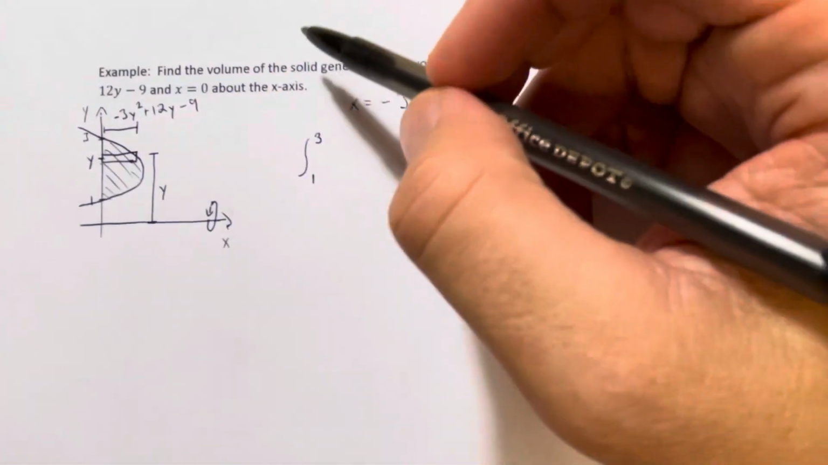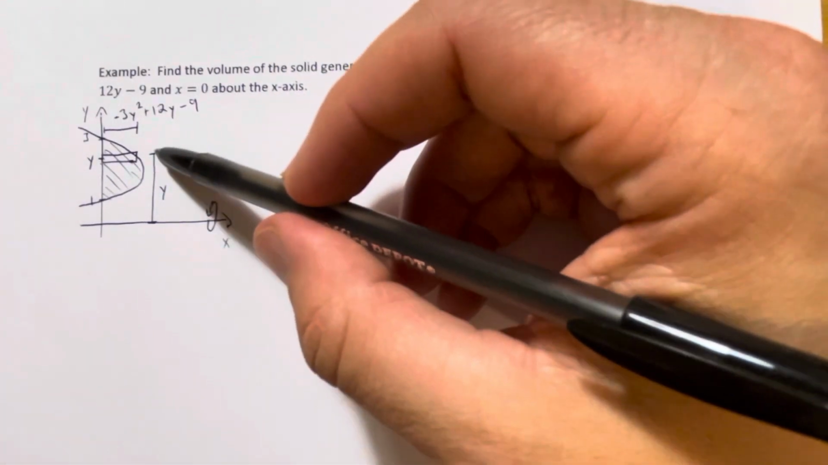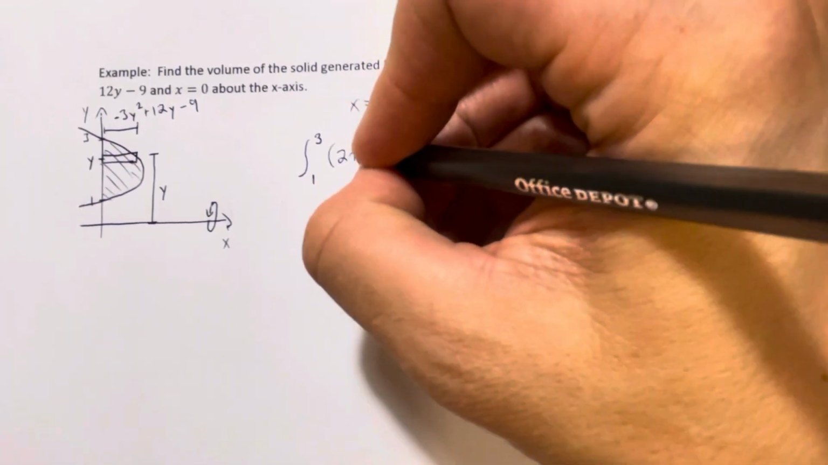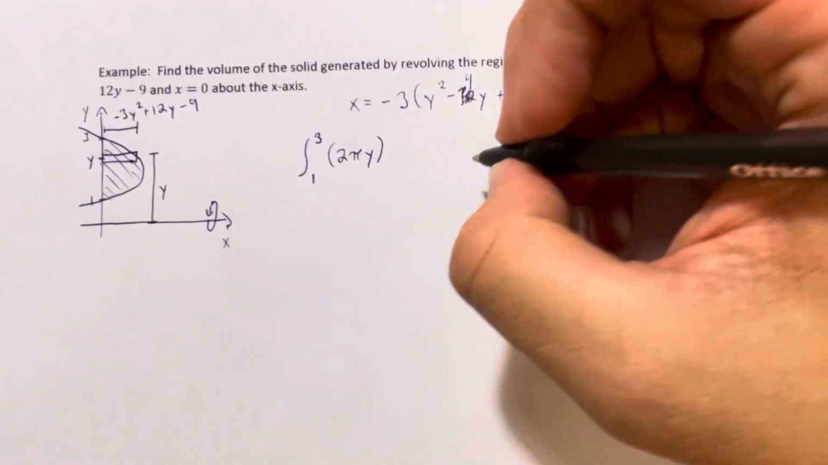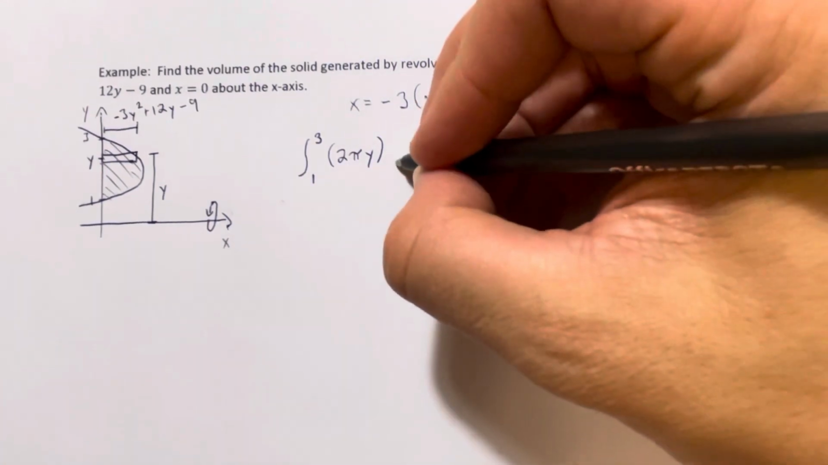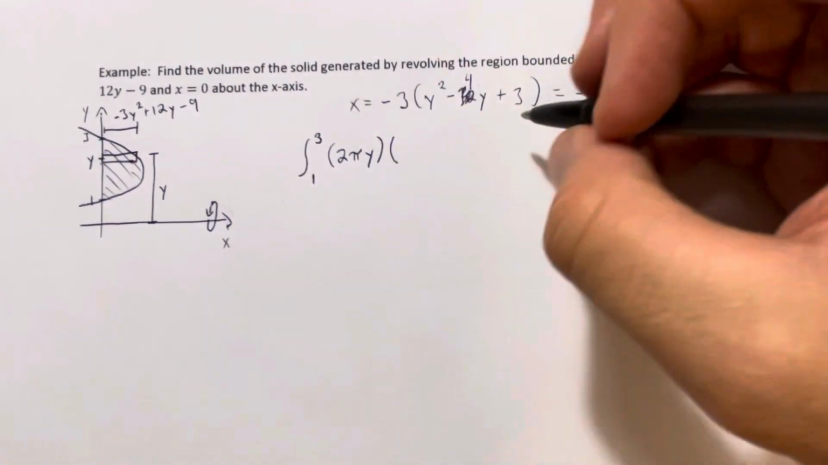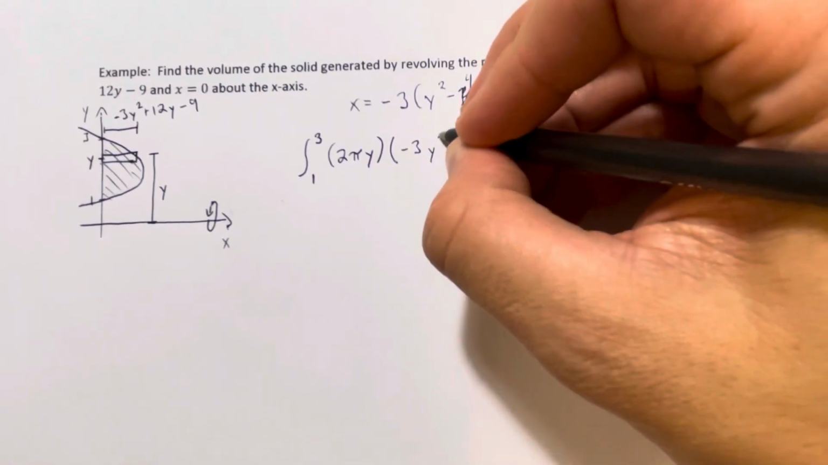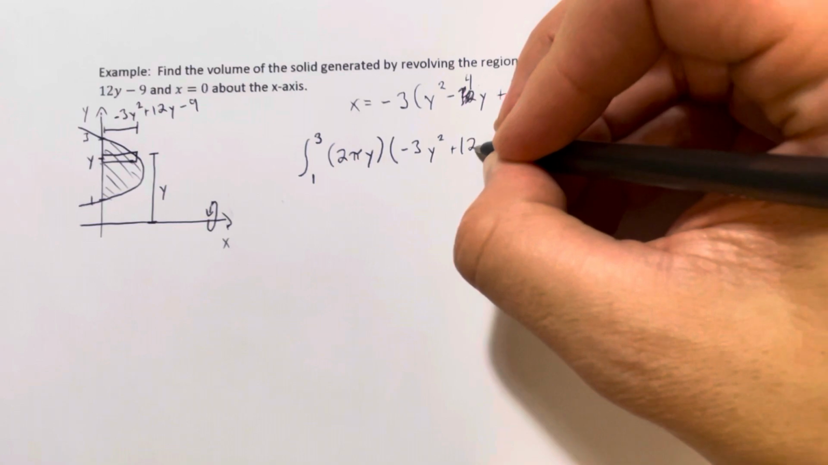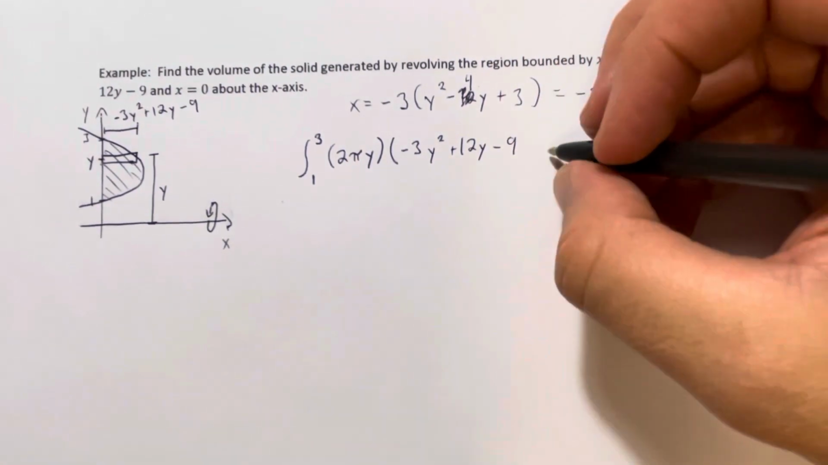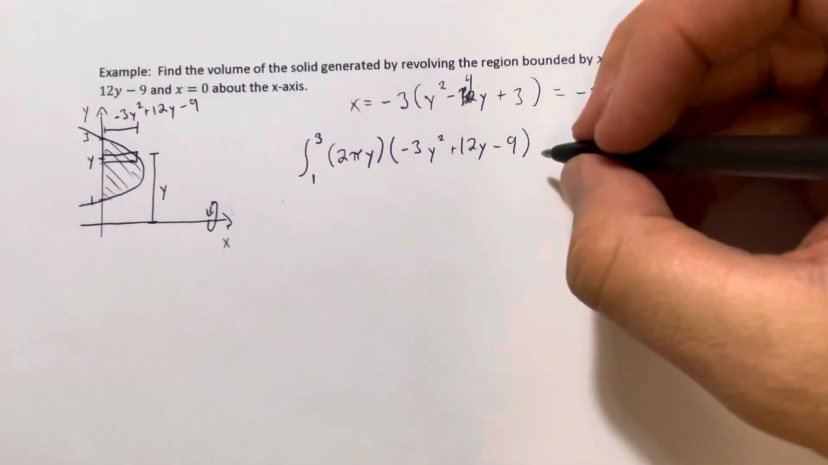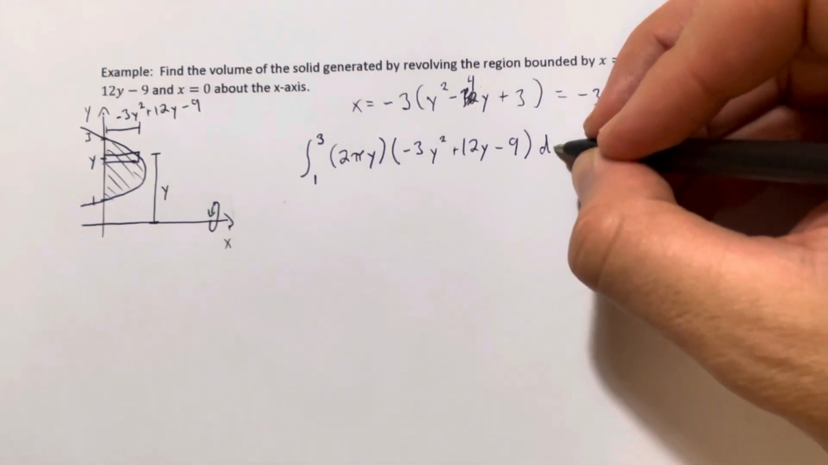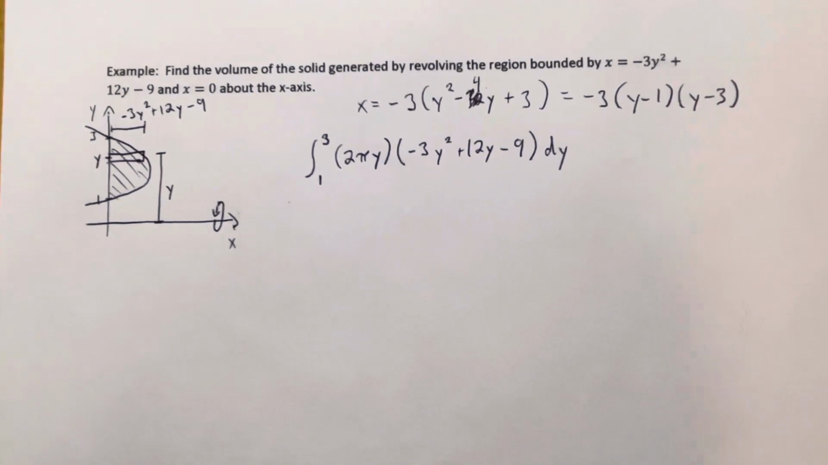Now what do I need? Circumference. So remember, that's 2 pi r, where r is my radius, and here we determined that radius would be y, so it's going to look like 2 pi y times the height, which is this term right here, negative 3y squared plus 12y minus 9, times my thickness, which is always a differential, but again, we're integrating with respect to y here, so I need to write that as dy, not dx.